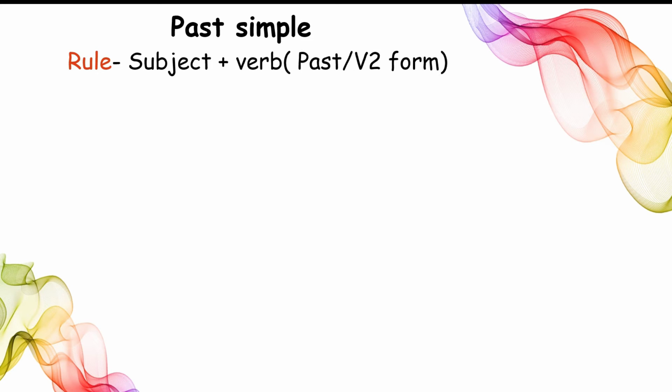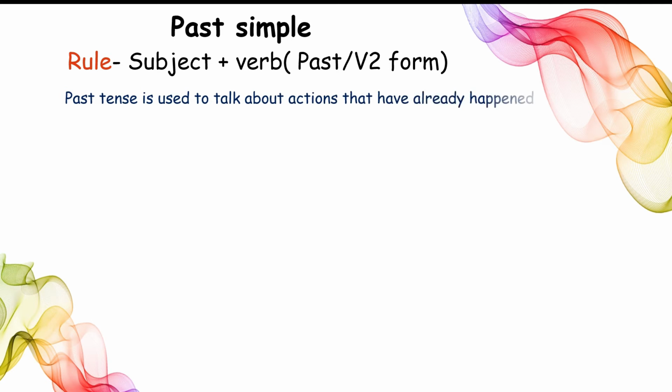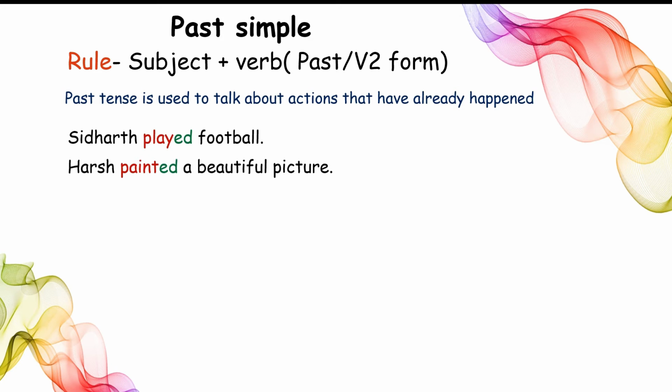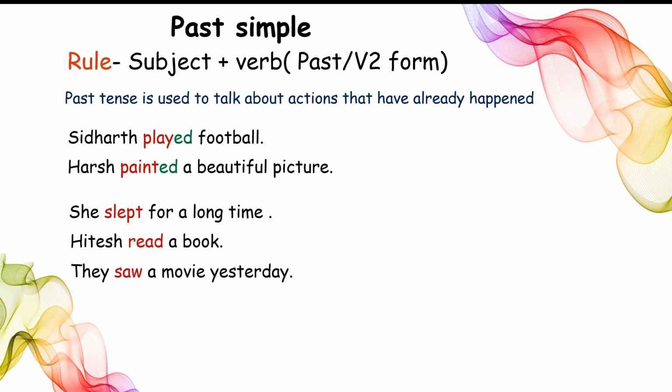Rule: subject plus verb in past or V2 form. Past tense is used to talk about actions that have already happened. Let us look at some examples. Siddharth played football. Harsh painted a beautiful picture. She slept for a long time. Hitesh read a book. They saw a movie yesterday.